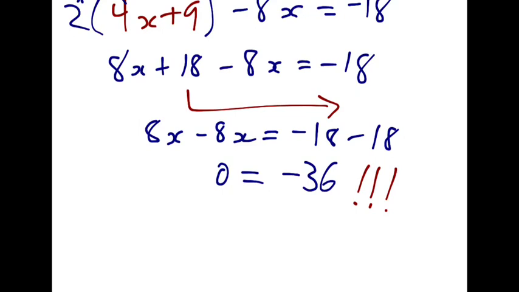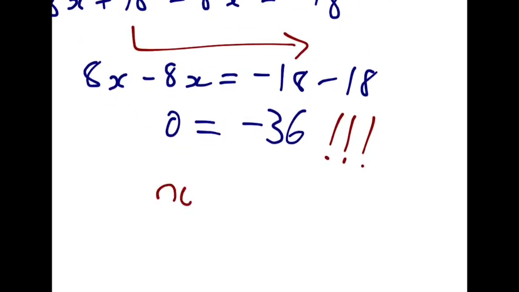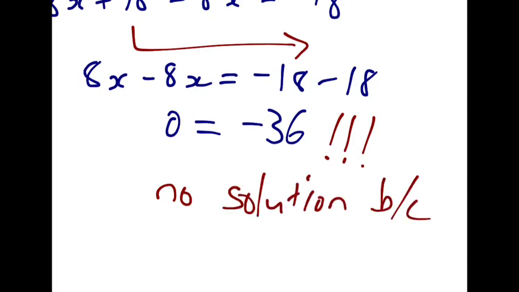0 and negative 36 are not the same number on the number line. Okay? So, here's the point. Because we ran into an impossible statement, 0 and negative 36 being equal, that means that there's no solution. Neat. If there was an intersection point, we would have got x equals something. But because we got something that makes no sense, that means that those lines don't cross. Okay? So no solution, because 0 cannot equal negative 36. That's an impossible statement.